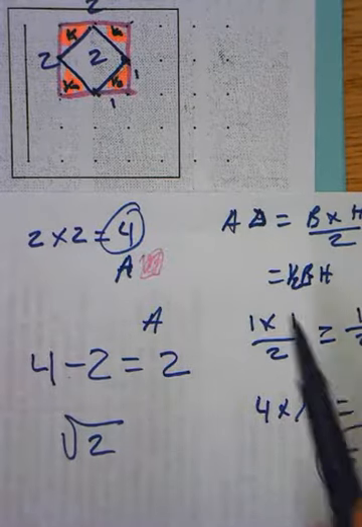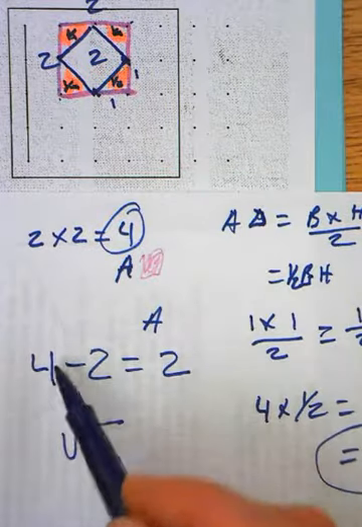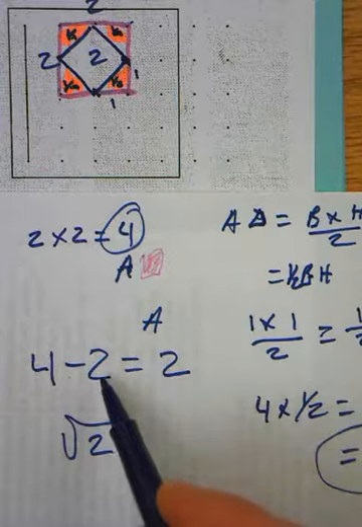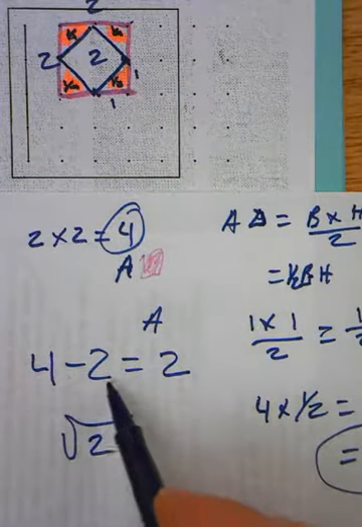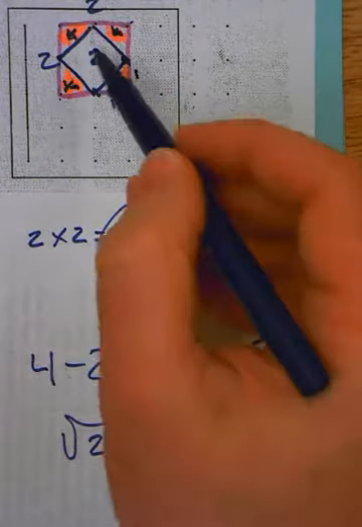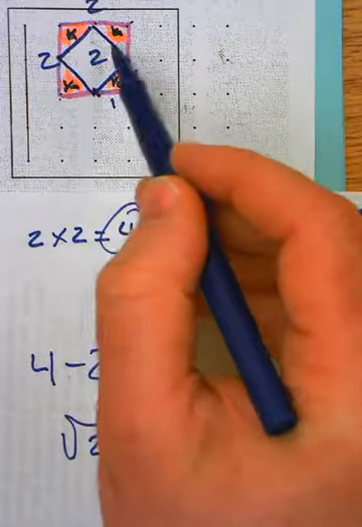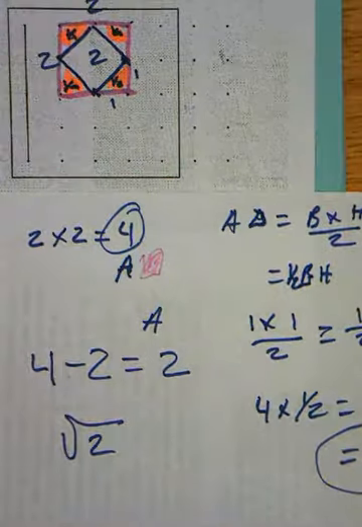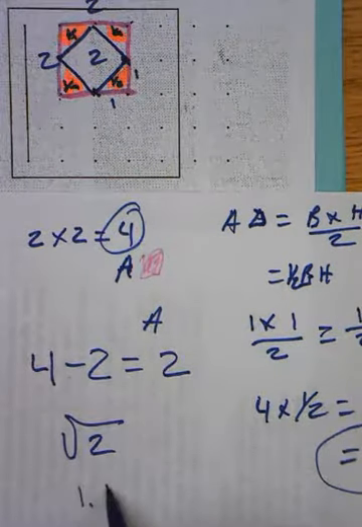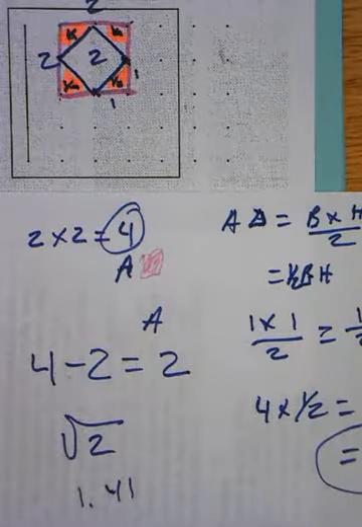Then we take the area of the larger square, subtract the area of the triangles, 2. 4 minus 2, 2 is the area of the square, and our side length is going to be the square root of the area, square root of 2, and the square root of 2 becomes 1.41. Okay, and that's all you have to do.